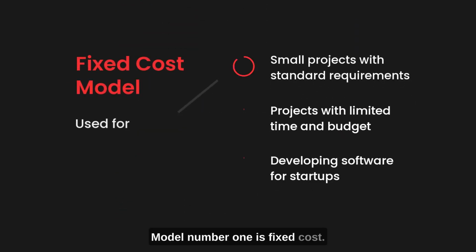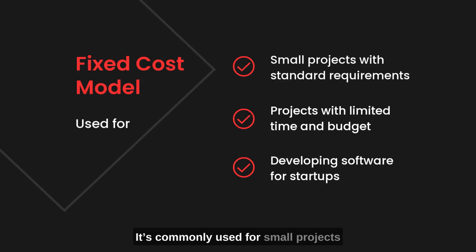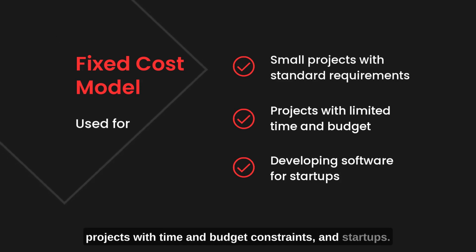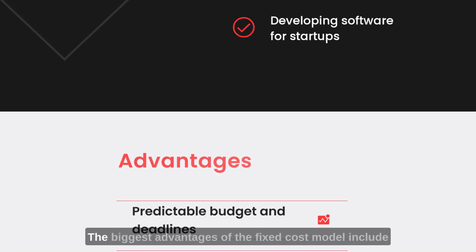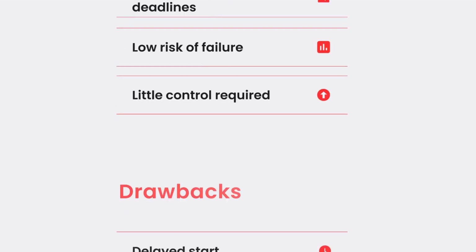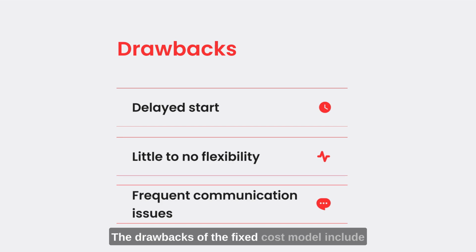Model number 1 is fixed cost. It's commonly used for small projects with standard requirements, projects with time and budget constraints, and startups. The biggest advantages of the fixed cost model include predictable budget and deadlines, low risk of failure, and low level of control required from the client. The drawbacks of the fixed cost model include delayed start due to the many calculations and preparations that need to be made, little to no flexibility after the start of the project, and challenges in communication.